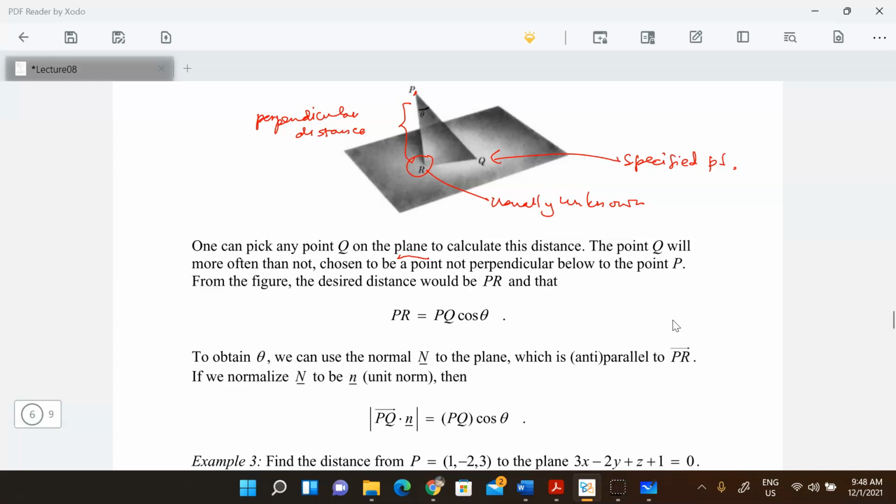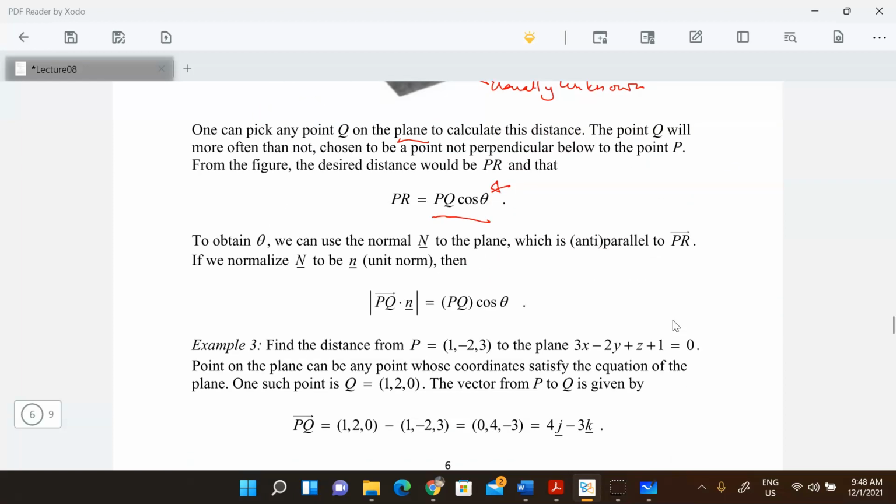So that means we need to use the geometric information about these vectors here. How do we get that? You can see easily what we need is this PQ. If this is the angle theta here, then PR, the perpendicular distance, is PQ cos theta. So now the question is how to get this theta. The way to do this is to consider the dot product. Vector A dot vector B equals modulus A modulus B cos theta, right? And that would be our way of getting that cos theta out.